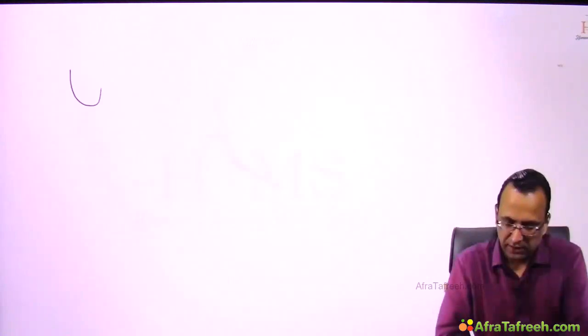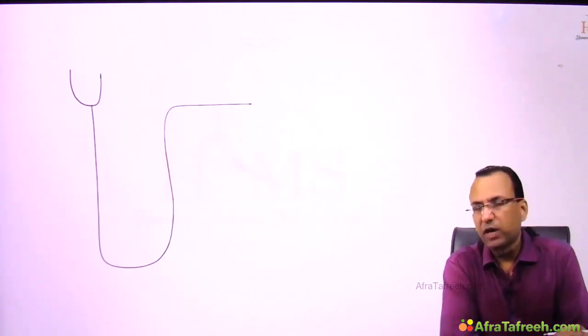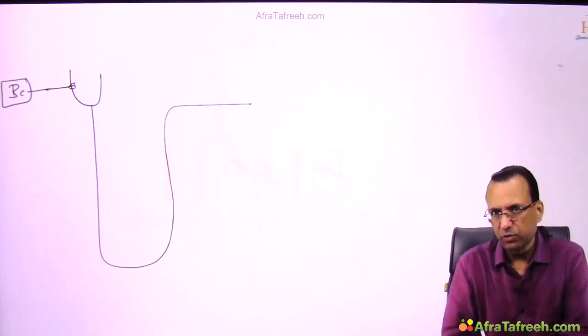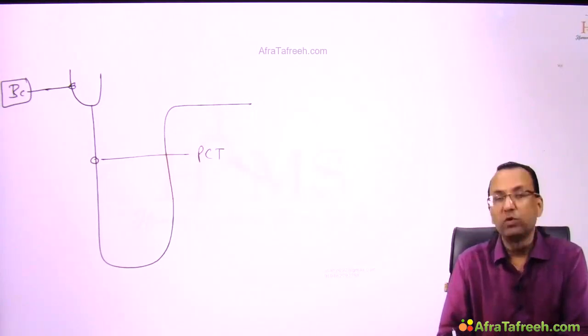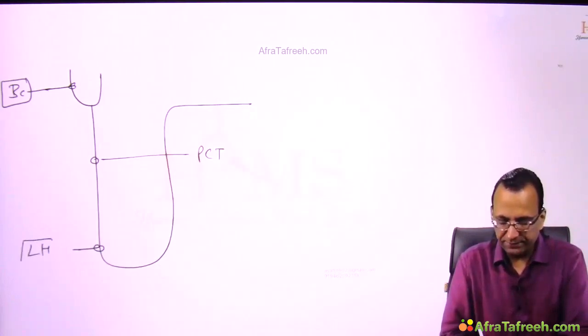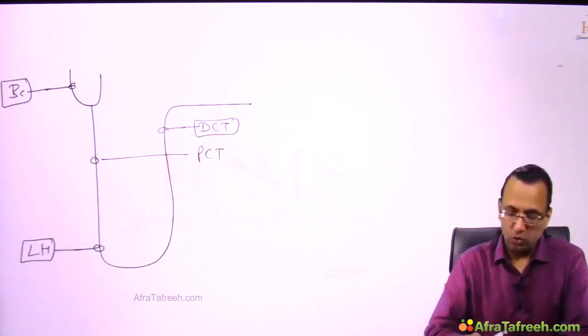See, this is a nephron. Now, if you say it is a nephron, what are the parts of the nephron? It is the Bowman's capsule. And then after Bowman's capsule, what do you have? I have the PCT, proximal convoluted tubule. And after that, what do you have? I have the loop of Henle. And what is after that? I have the DCT, distal convoluted tubule.